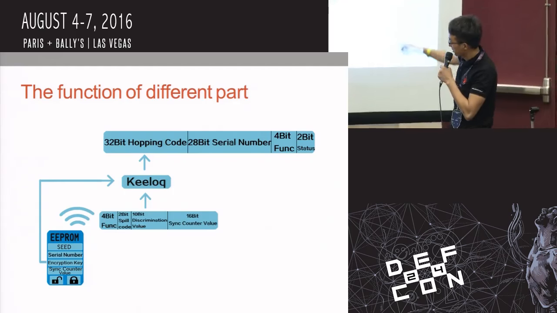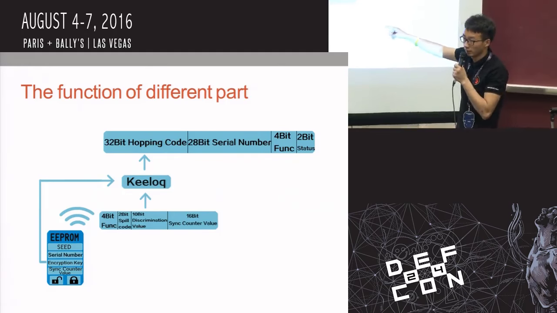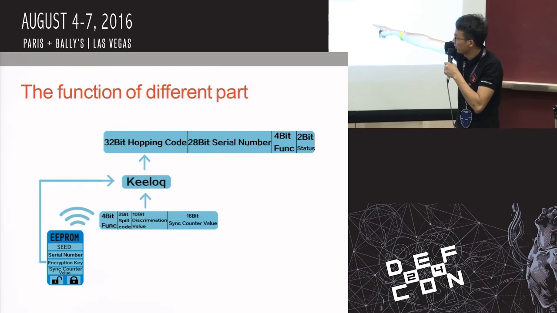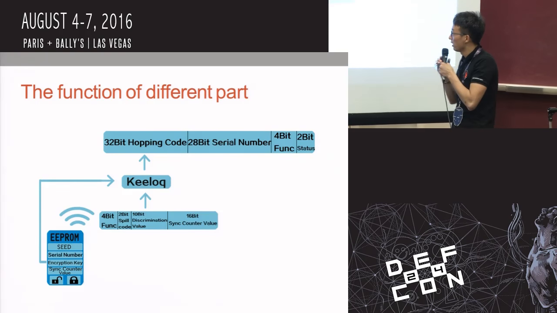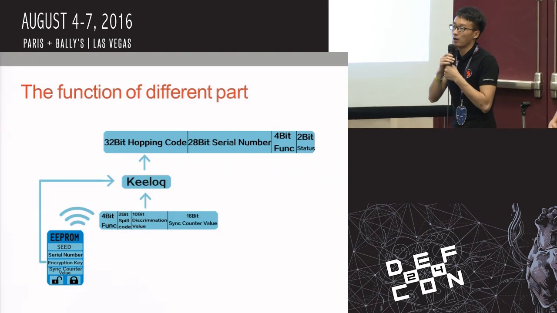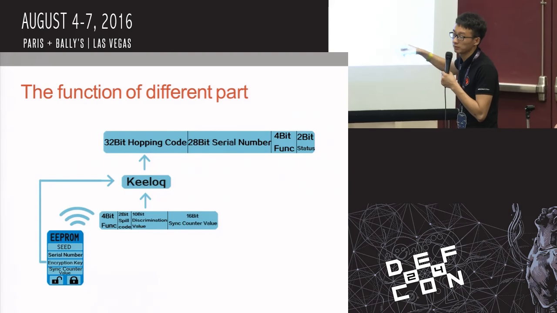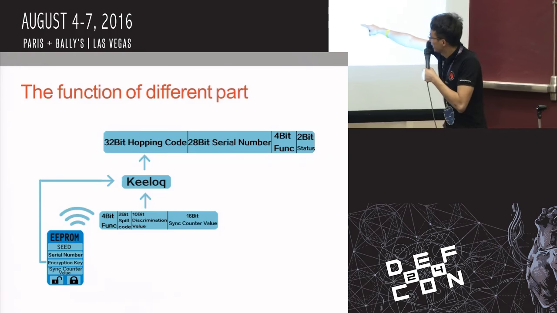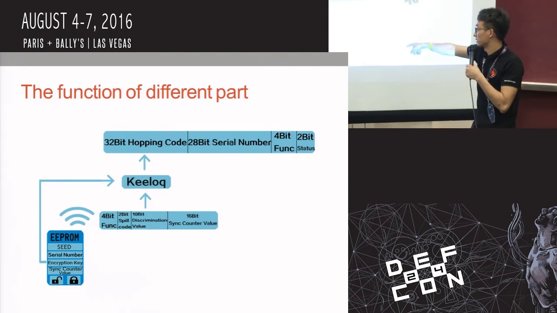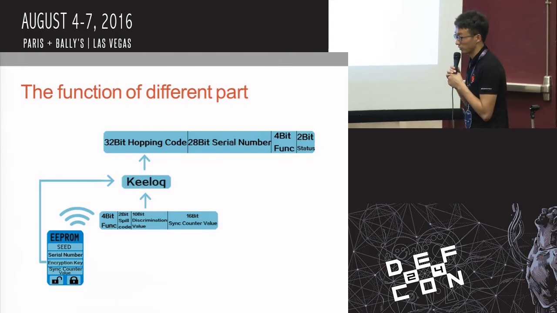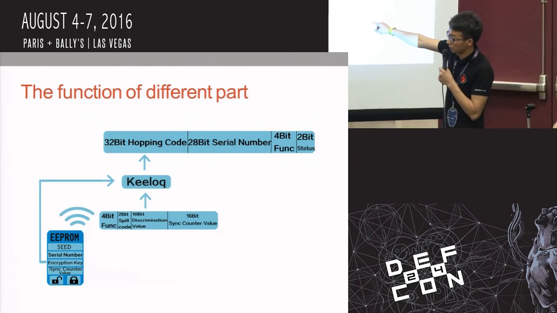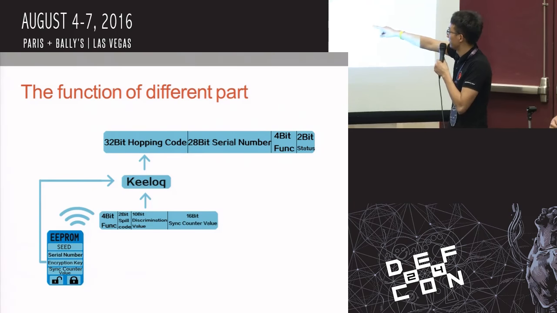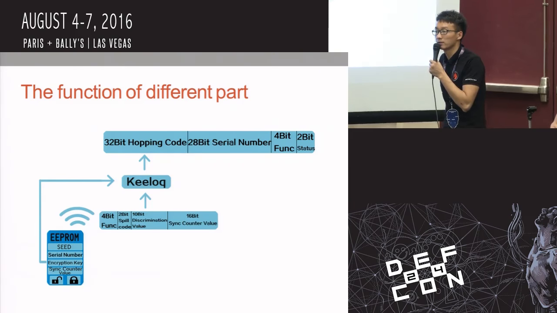Actually, we have done some experiments. We found out that the car will ignore the 4-bit function code that's not encrypted. They will only respond to the function code that is encrypted. But your question is about how the car handles the decrypted result of the content, which is this part, the unencrypted contents. The car has the key, so it can decrypt the content. So we are talking about the decrypted version of this content. Does that make sense?